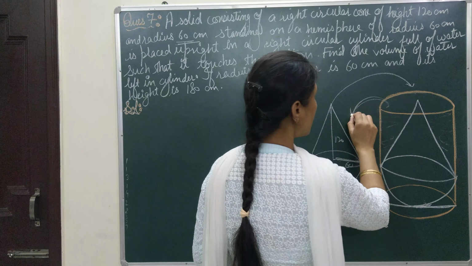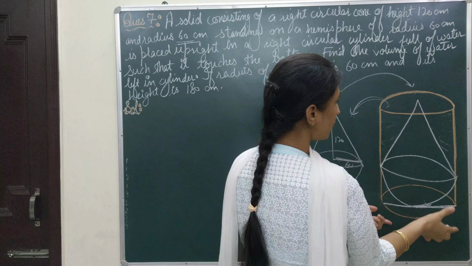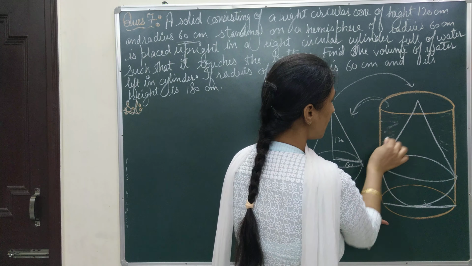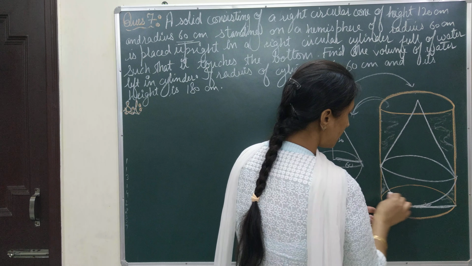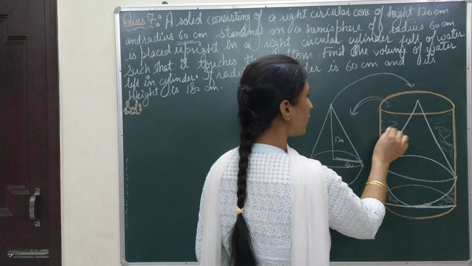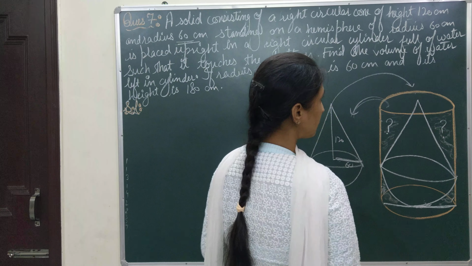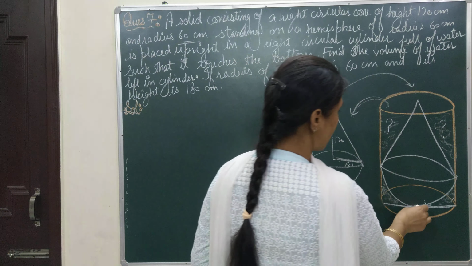No doubt when you keep some solid in a container which is full of water, water will fall out, but some water will be left there in the corners where the solid is not taking its place. So some water is no doubt left in the cylinder. We need to find how much water is left there in the cylinder. Okay, and you are given that the radius of the cylinder is 60 centimeter.